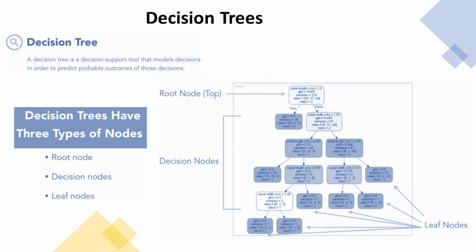A root node is a node that represents the entire population or sample, and this gets divided into two or more homogeneous sets. A decision node is where subnodes split further into subnodes, and a leaf node is just the end node or the furthest subnode. It doesn't split.